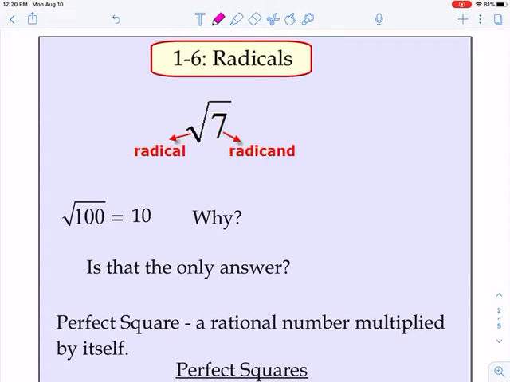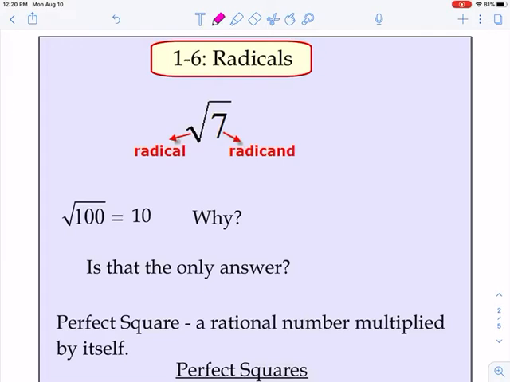Okay, so section 1.6 is all about radicals. When we're talking about radicals, the radical is the symbol itself, and the number underneath that radical sign is called a radicand. So the square root of 100 equals 10. Why? Because 10 times 10 gives you that 100 back.